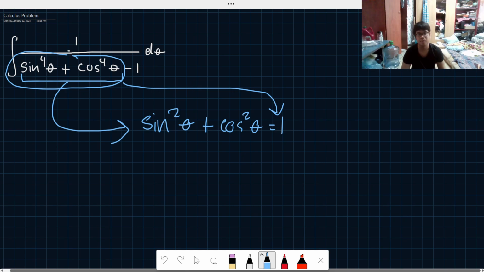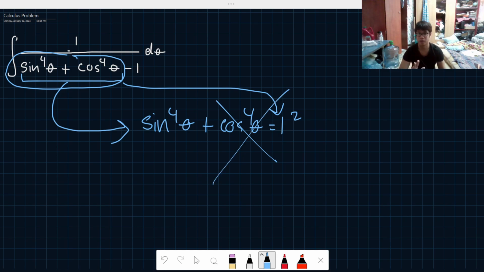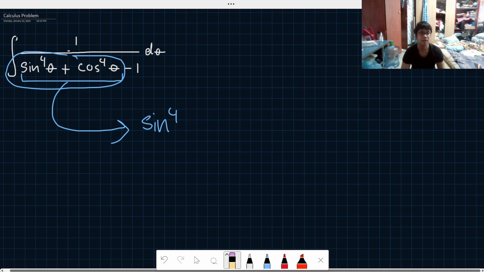You may be thinking, maybe if I change the exponent. If I have sine theta raised to 4 plus cosine theta raised to 4, does that mean I have 1 squared? No, that doesn't work that way. It may look similar, but that doesn't mean they are the same.